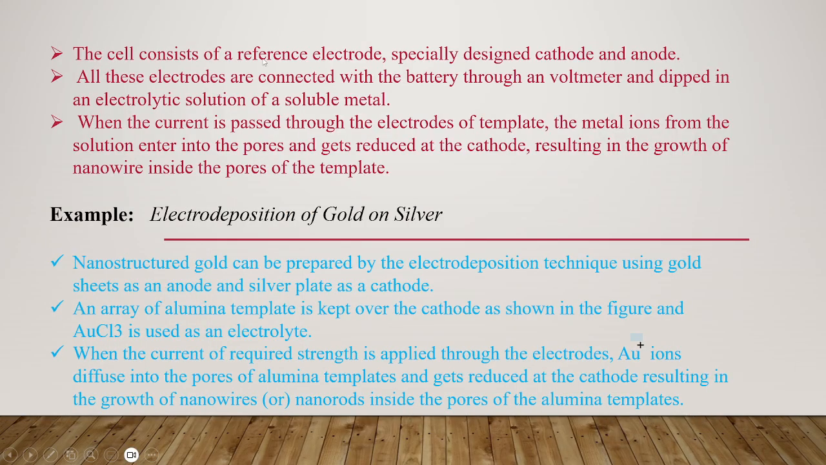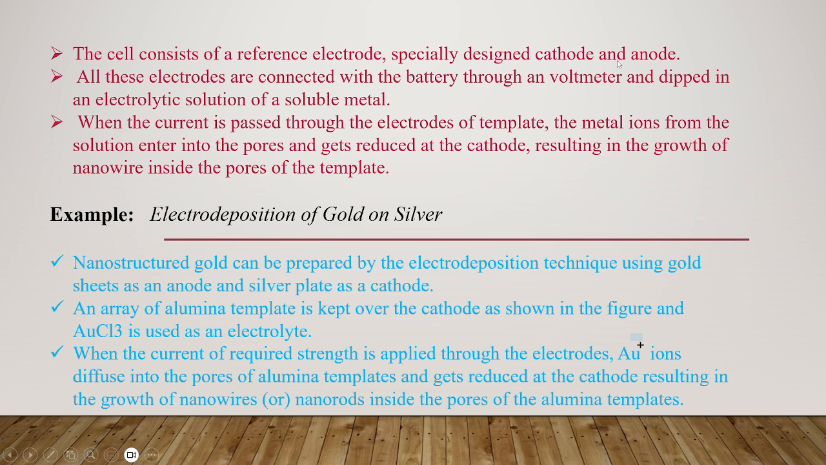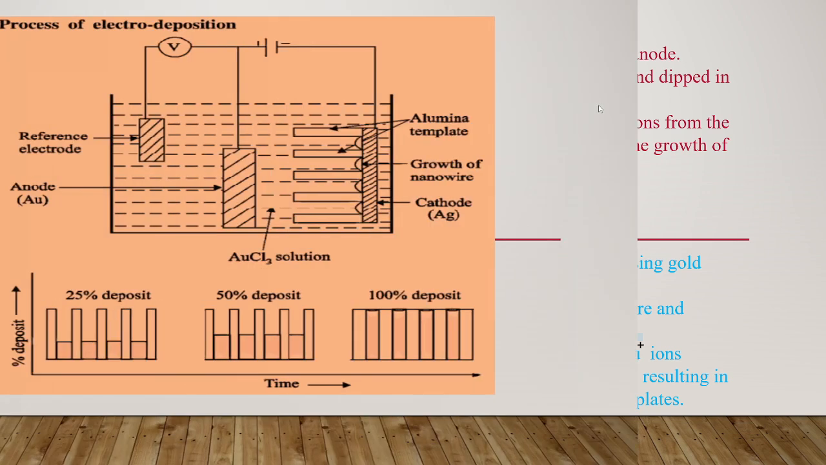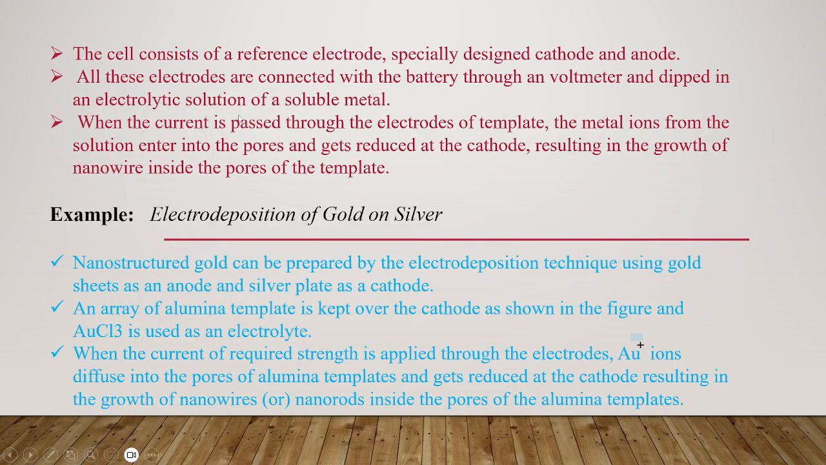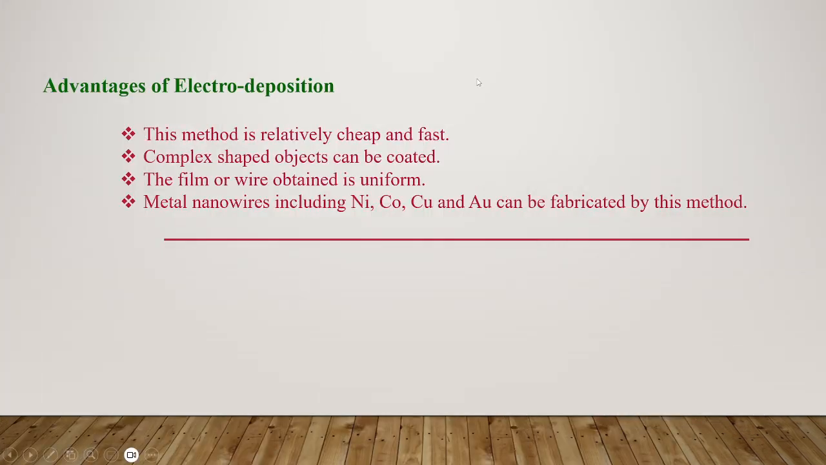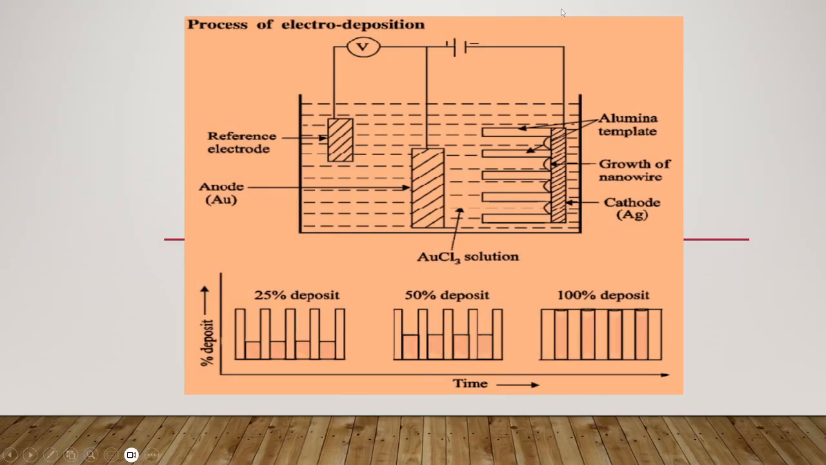Generally, the electrochemical cell consists of a reference electrode, an anode, as well as a template-assisted cathode. All these electrodes are connected through a battery and a voltmeter, and the whole setup, that is the reference electrode, anode and cathode, is dipped in the electrolytic solution.